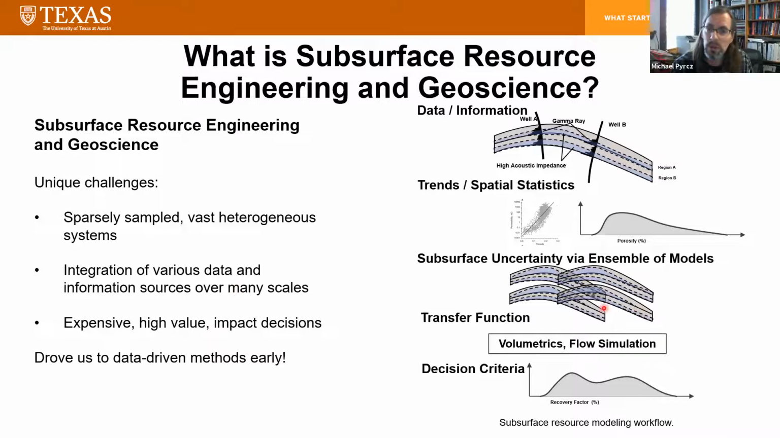Then we take those models, we subject them to a transfer function. The transfer function is just a fancy term for volumetric calculations, flow simulation, contaminant concentrations and their flux or flow throughout the subsurface, saturations. Okay, that leads us to a decision criteria by which we can support decision-making for development or remediation in the subsurface. All right, so this is the general workflow we've been using.